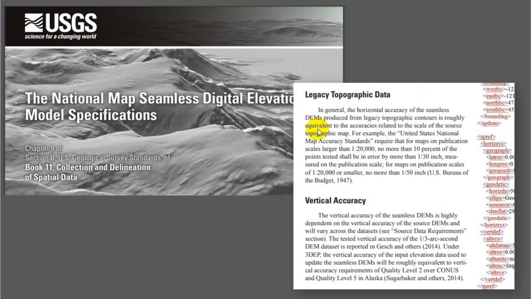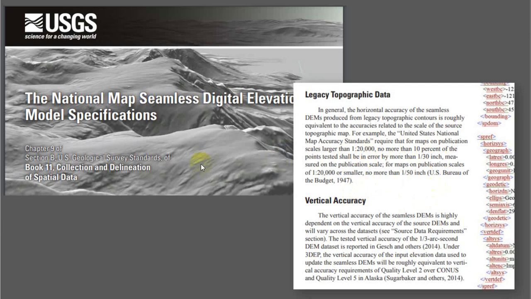And I think legacy topographic data, this is something that's just important to keep in mind. The standard is that for maps with publication scales larger than 1 to 20,000, no more than 10% of the points tested shall be in error by more than 1/30th of an inch.